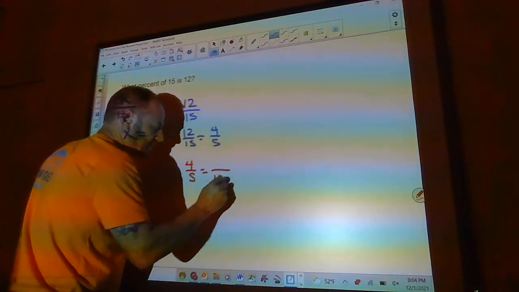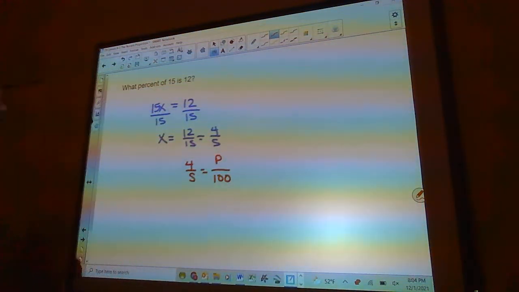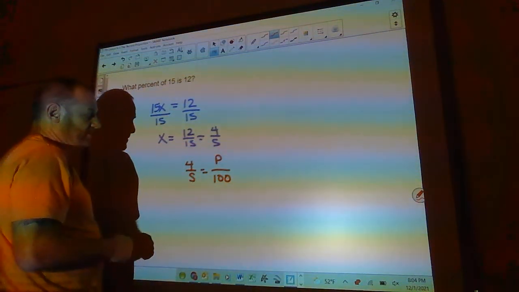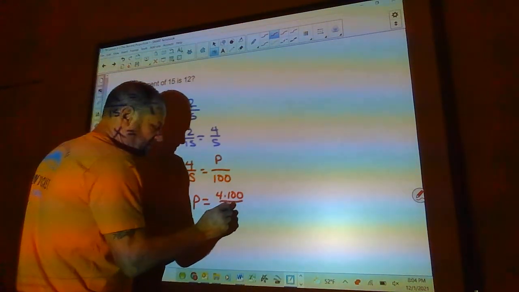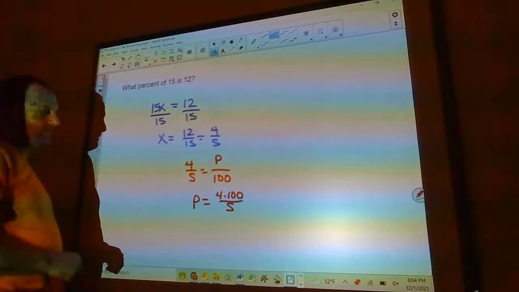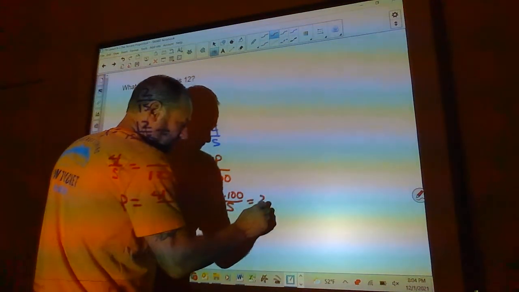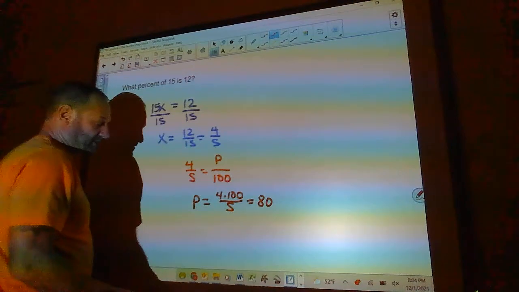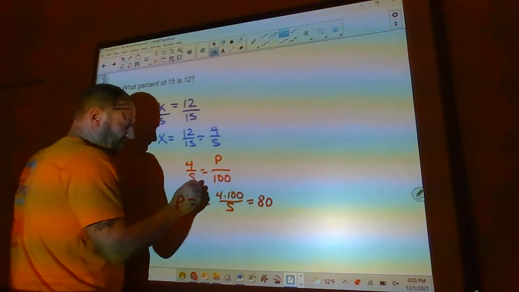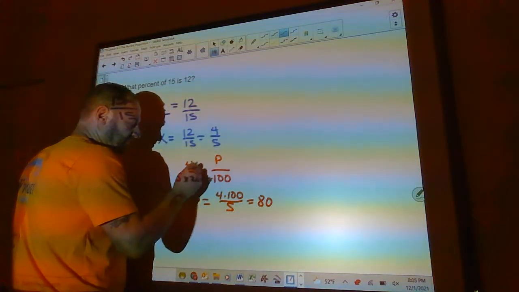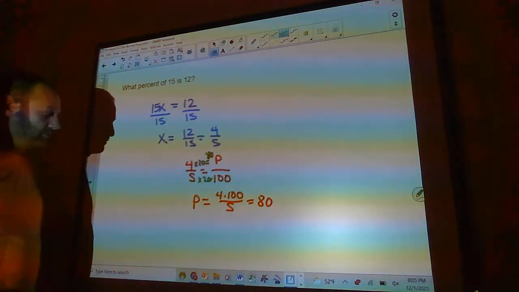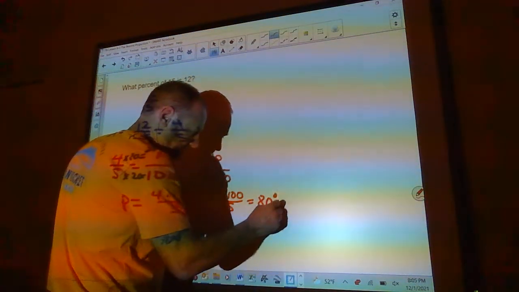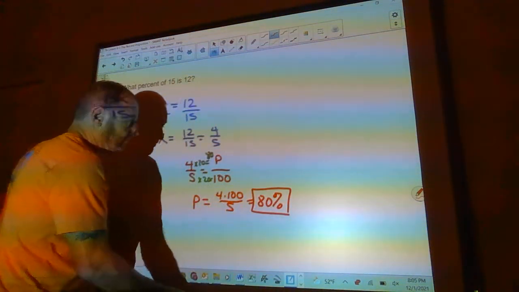Okay. Now, if I want to know the percent, I set this up like this. There's my percent proportion. And then I can do this a couple ways. I can say, well, P is 4 times 100 divided by 5, which is going to be 80. The other way I can do this is I can say, well, 5 times 20 is 100, so 4 times 20 is 80, and I can do it that way too. Either way, my answer comes out to be 80%, and that's what I was looking for, so I'm done.